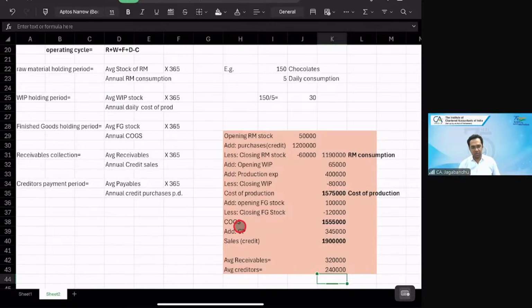Now, based on this, can you compute these 5 items, guys? Can you compute the raw material holding period, WIP holding period, finished goods holding period, receivables collection, and creditors payment? Can we do that? Can you do that, guys?